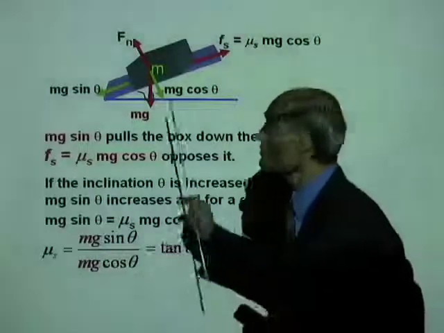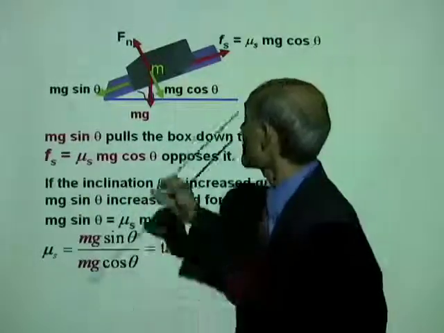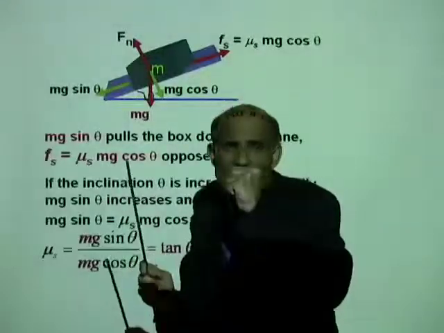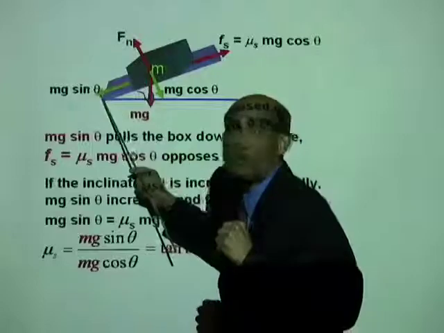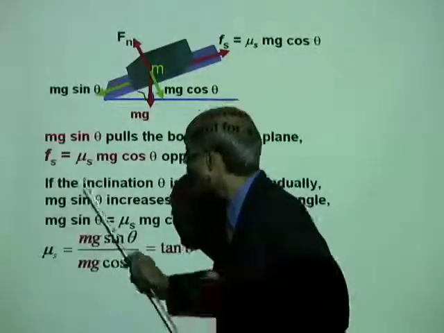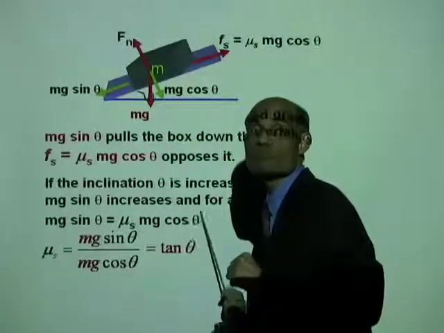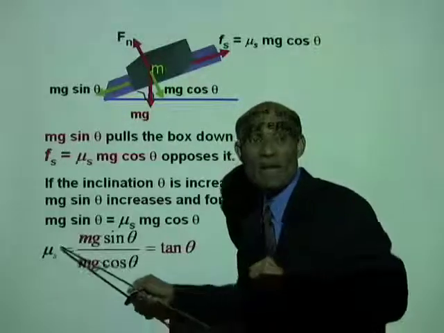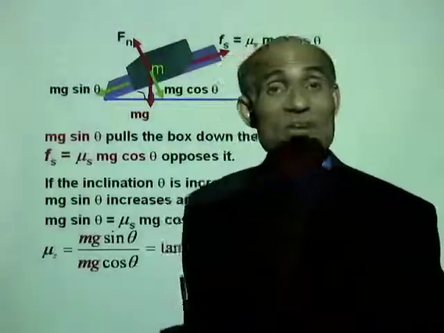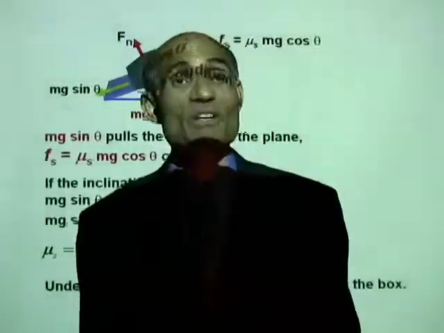That's right. So, if you want to find the coefficient of static friction between the two surfaces, all you need to do is keep on increasing the angle of inclination until the block just begins to break loose. That means the downward force just balances the frictional force opposing motion. And at that particular angle, this is the condition: mg sin theta will be equal to mu s mg cos theta. And then at that particular angle, mu s will be equal to tan theta. Well, that is a very important concept. So under this condition, there is no net force acting on that block.